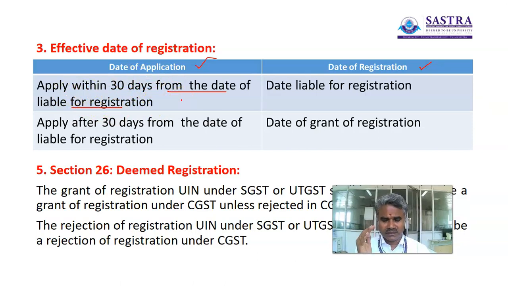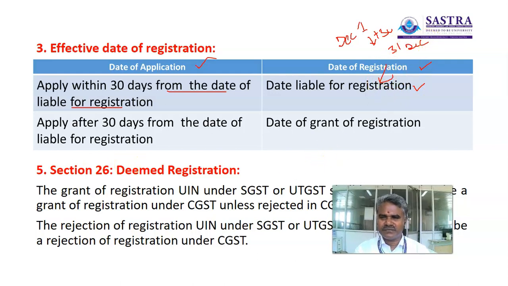Suppose you are now in the month of December. On day 1 of December you reach the threshold limit. So within 30 days, you add 30 days here. So 31st December is the date of liability for registration.